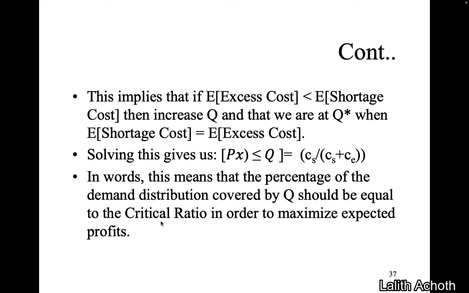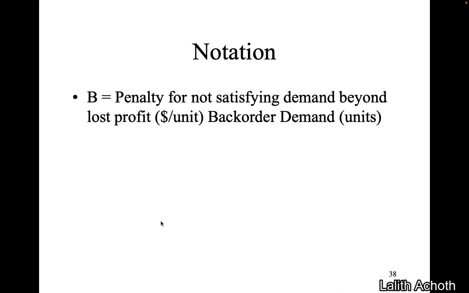In other words, this means that the percentage of demand distribution covered by Q should be equal to the critical ratio in order to maximize profit. So your demand to be covered by the Q should be equal to the critical ratio, which is nothing but your CS divided by CS plus CE.